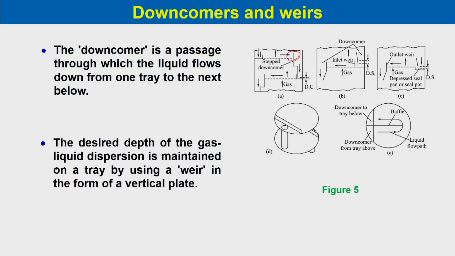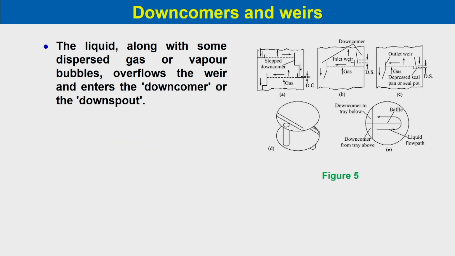The desired depth of the gas liquid dispersion is maintained on a tray by using a weir in the form of a vertical plate. So, this is the vertical plate which is put over here. And this height is properly maintained, so that the required height is maintained based on the liquid depth we want to keep. The liquid along with some dispersed gas or vapor bubbles overflows the weir and enters the downcomer or the downspout.